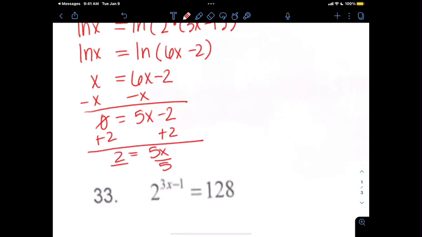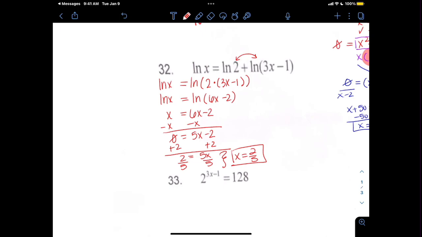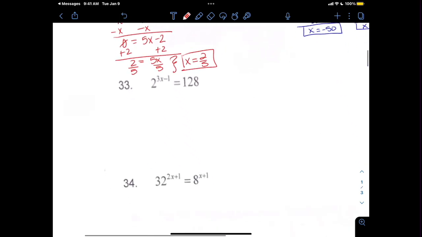I'm going to divide by 5. And, whoops, based on this, I find out that x is equal to 2 over 5. All right, let's look at the next one.